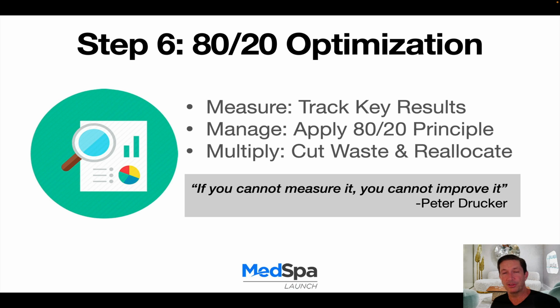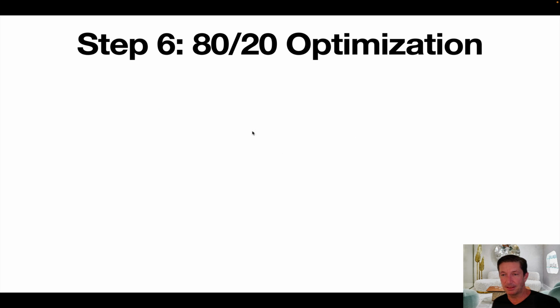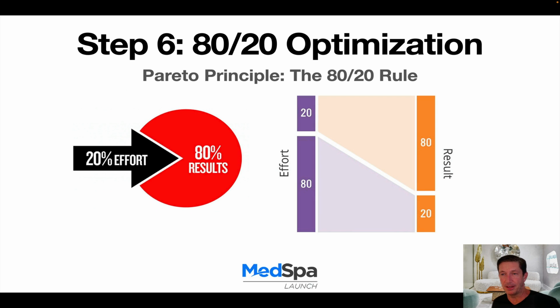So we use simple tools like Google Analytics and Google Data Studio to capture all the data, measure it for you, and see what's working and what's not working. And then what we do is we apply the 80-20 principle, right? So we measure, manage, multiply. Measure, track the results. Manage, we're going to apply 80-20, right? So 80-20 is a law of nature. It's known as the Pareto principle.